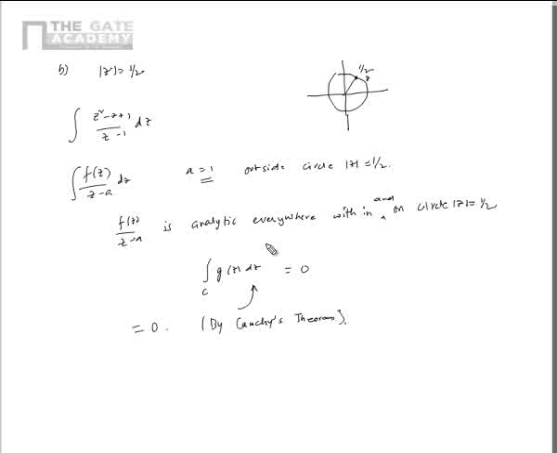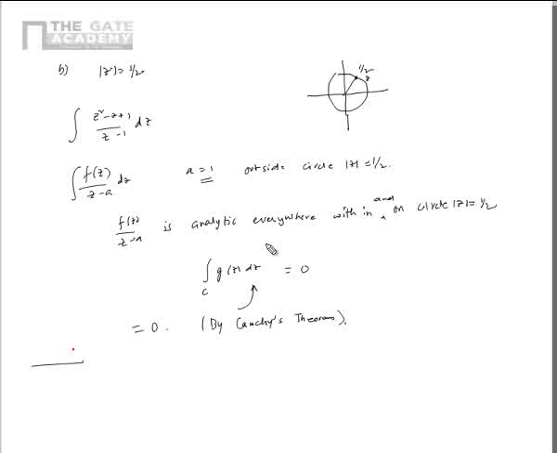Okay. So these are things we can simply use, these two theorems. If the function is analytic within and on the curve C, then the integral of f of z dz is 0. The line integral value is 0.